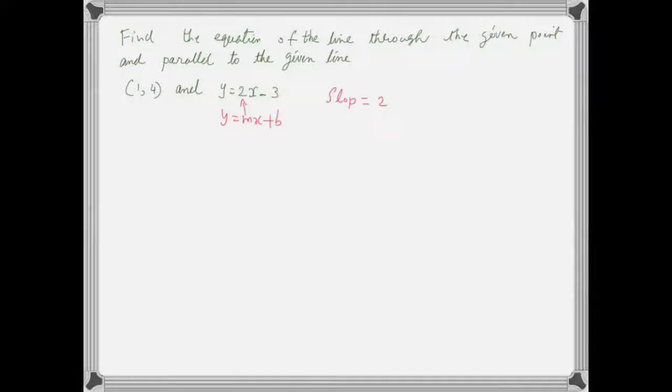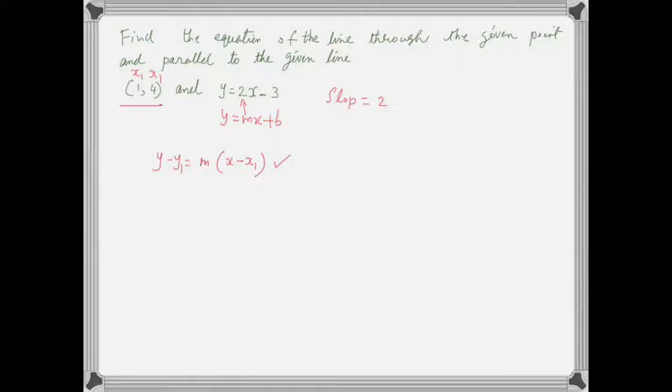Now you've got the slope, and you put that in the point-slope equation, which is y minus y1 equals m times x minus x1. So here, if you take a look at this given point, this is x1, this is y1. So apply that in this equation.